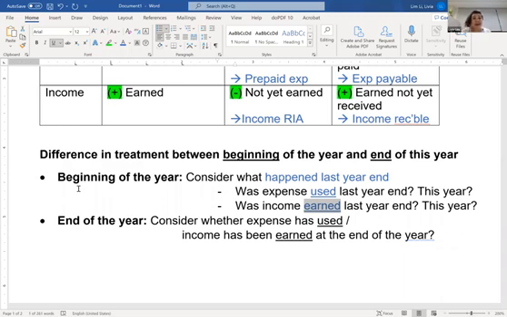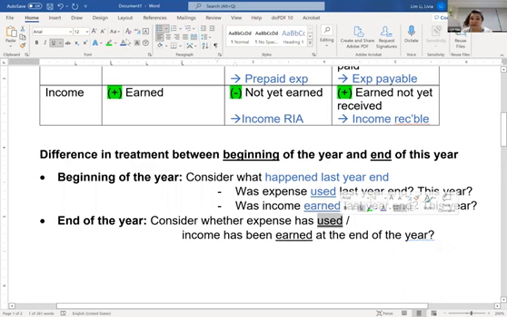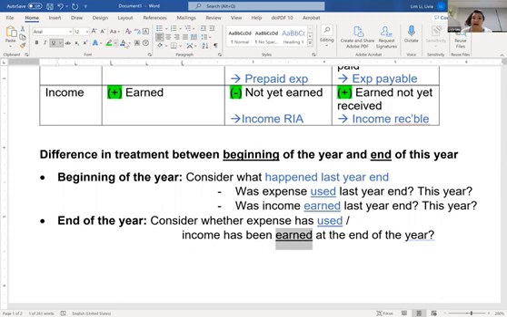Well, if you're looking at the end of the year, then we will ask ourselves, did I use the expense or did I earn the income at the end of the year? Yes or no? Then I adjust accordingly. All right. So these are the key things that we need to ask ourselves. When was it used? When was it earned?